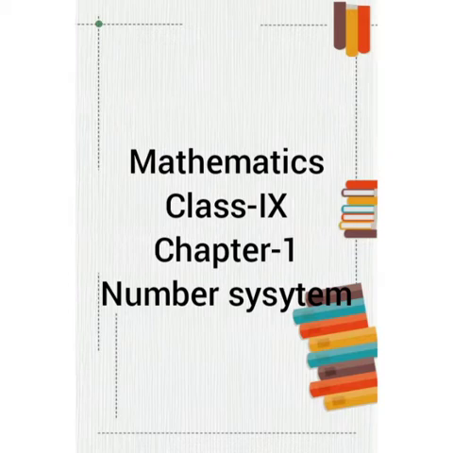Previously we have studied about the polynomials, that was chapter number 2. So we will start with the first chapter, that is the number system. In the number system, we will study the different numbers which we have already studied in the lower classes: natural numbers, whole numbers, integers, rational numbers, irrational numbers, and real numbers. So let's start with the number system.